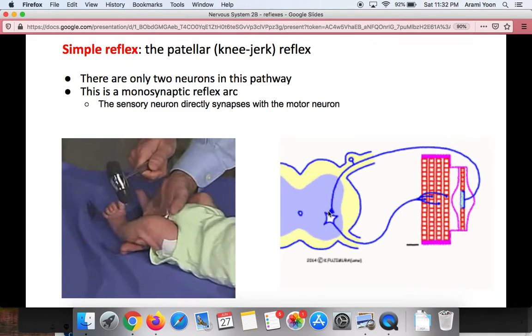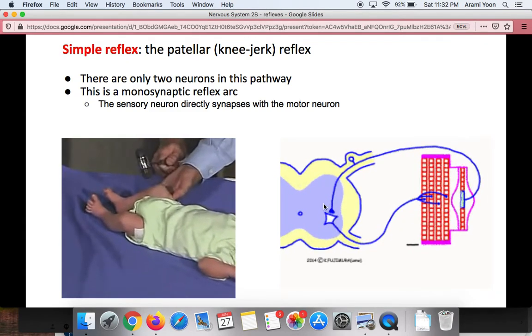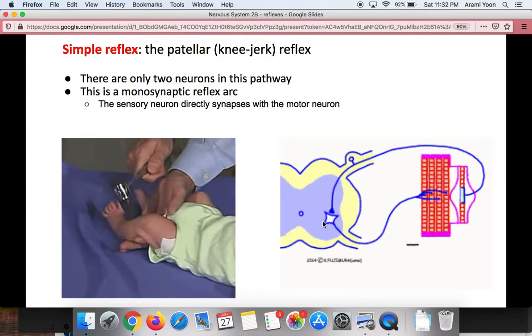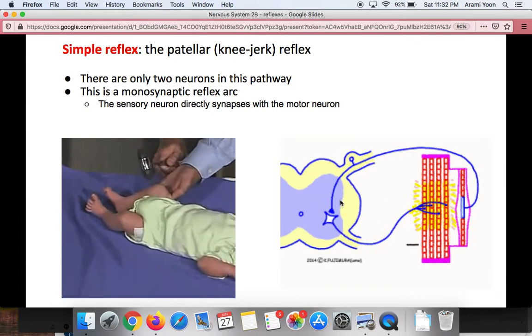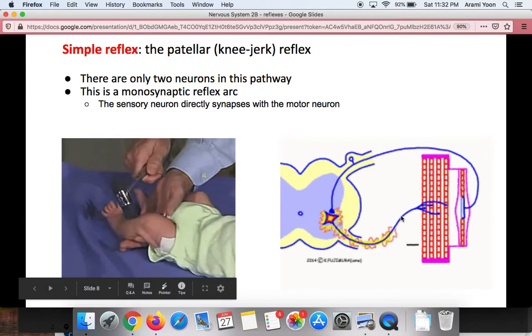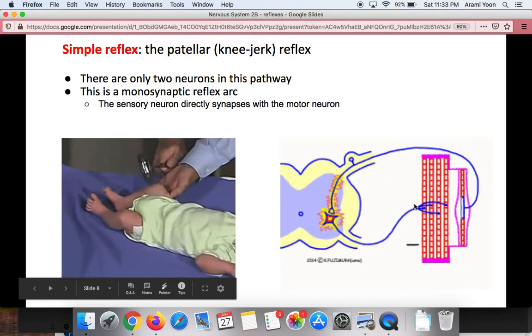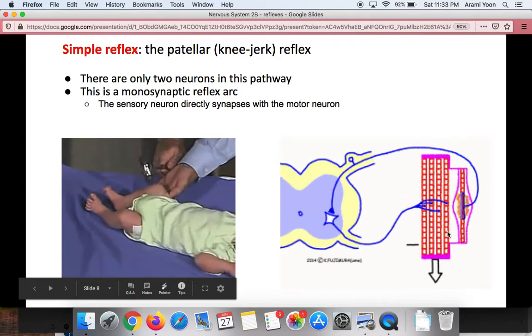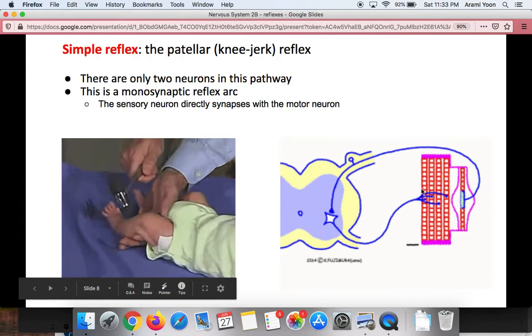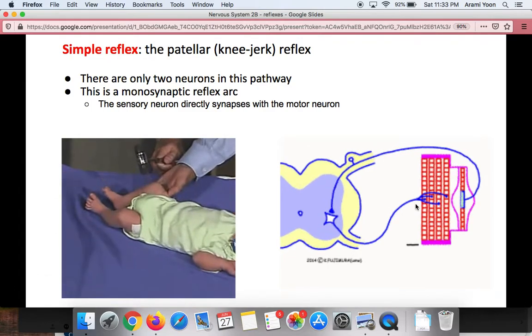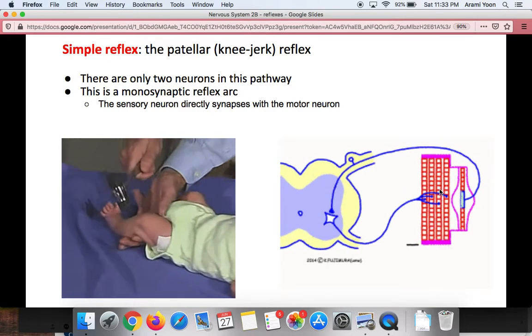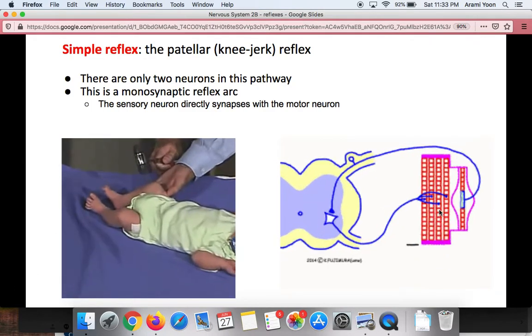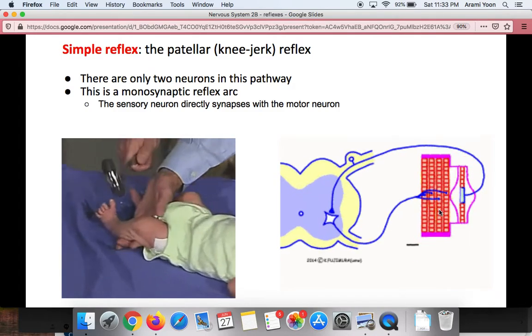neuron right here, where the sensory neuron synapses with the motor neuron in the spinal cord right here, which then sends an action potential through the motor neuron to the effector organ right here, which is the skeletal muscle. And when the skeletal muscle receives that signal, it will contract, which then causes the baby's leg to kick out.